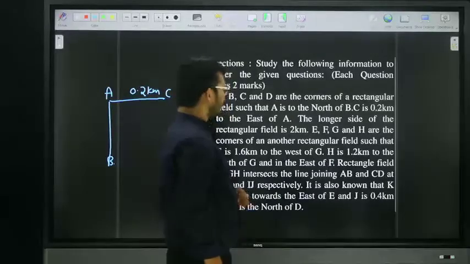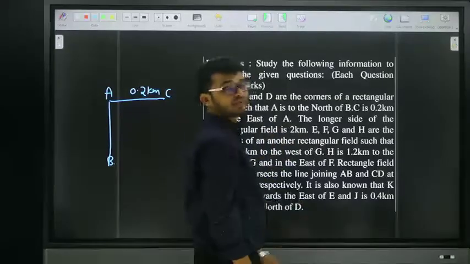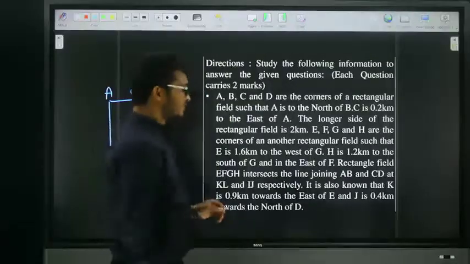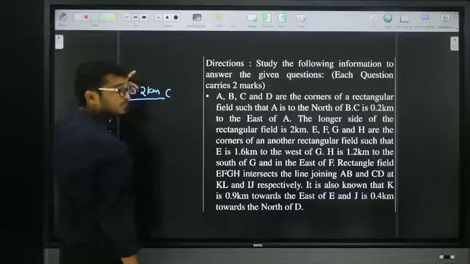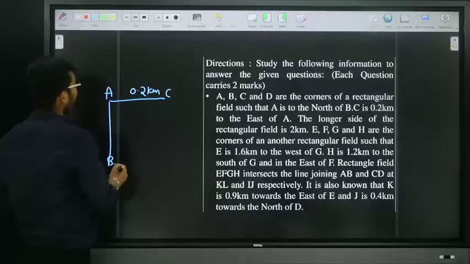Next, the dimension is: the longer side of the rectangular field is 2 kilometer. Friends, they already gave one side as 0.2. That means the longer side is this one.